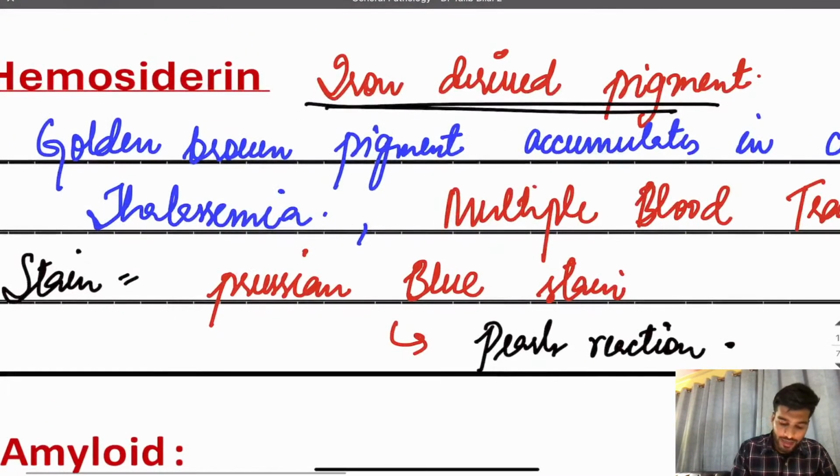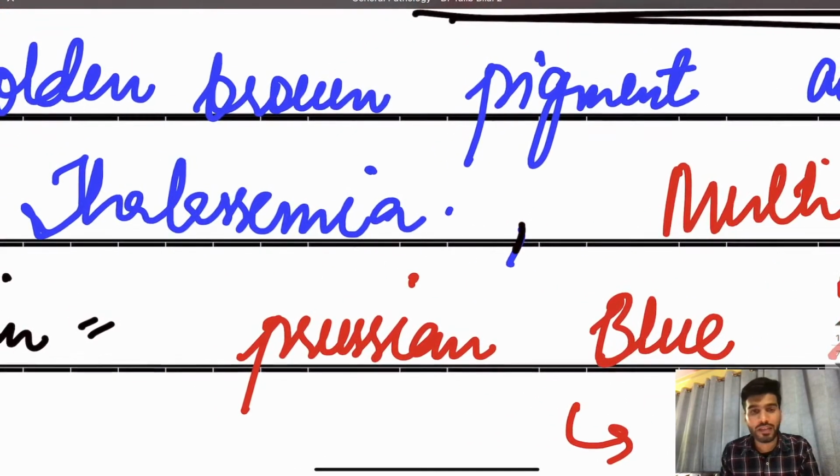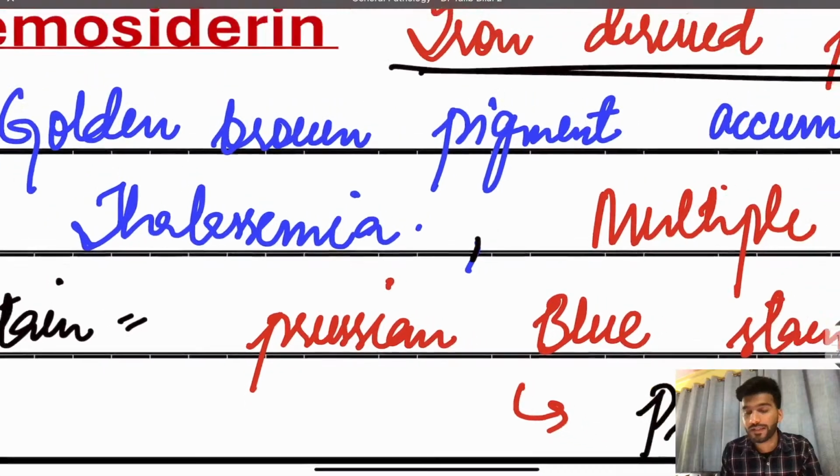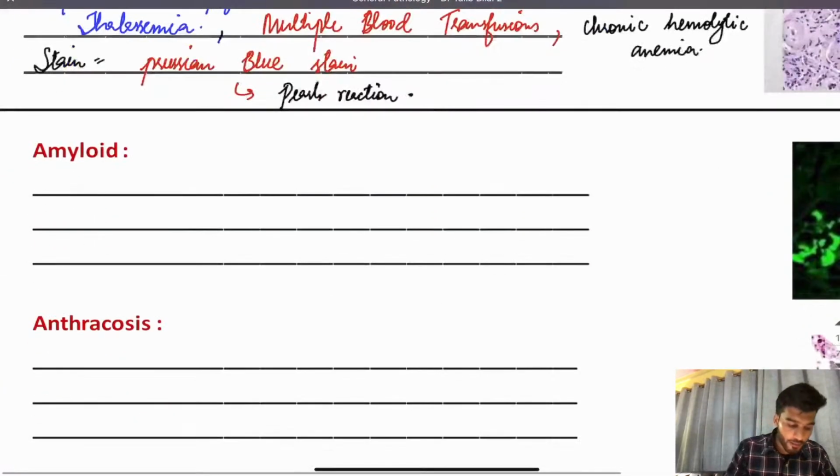Remember about thalassemia, guys, the index that we use for thalassemia is called Mentzer's index, which differentiates thalassemia from iron deficiency anemia. And remember, the classical faces seen in thalassemia are called chipmunk faces.